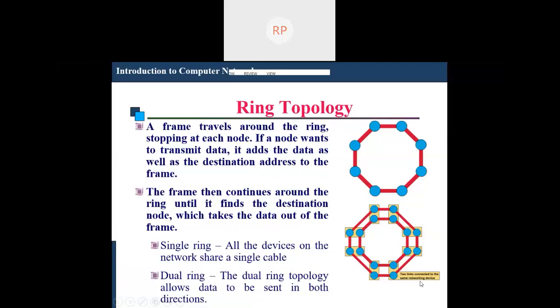Then the types of ring. The first one is a single ring, where all devices on the network share a single cable. Another one is the dual ring. The dual ring topology allows data to be sent in both directions, in this direction or that direction. Single ring is unidirectional, dual ring is bidirectional, with two links connected to the same networking devices. So this is all about the ring topology. The next one is the mesh topology.